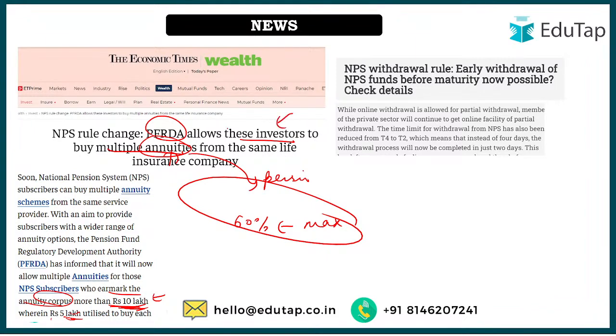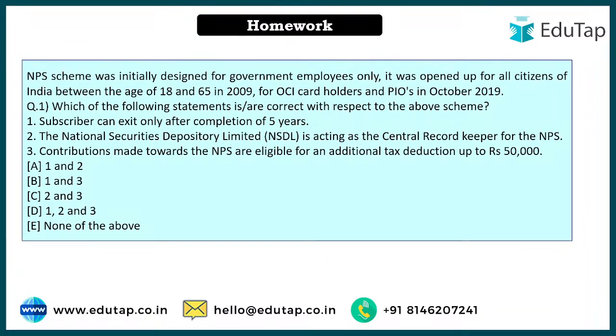in such cases these investors can buy multiple annuities. Basically they can buy more than one plan as pension, okay? Because there is more amount, that amount can be utilized in different ways. They can approach different insurance companies or other pension provider companies for different plans, okay? So the third important news was this. Now next is about NPS withdrawal, which we understood initially used to take 4 days, and now it has been reduced to 2 days. Okay, so that is all in this particular scheme.